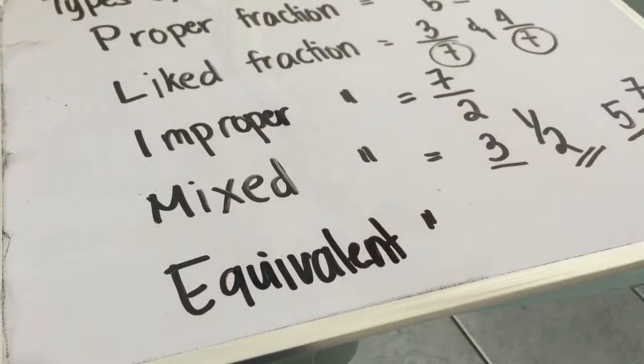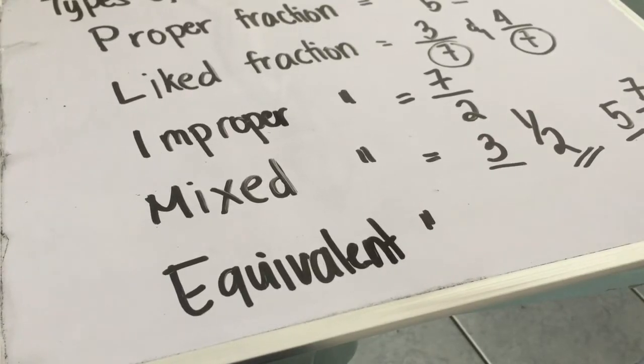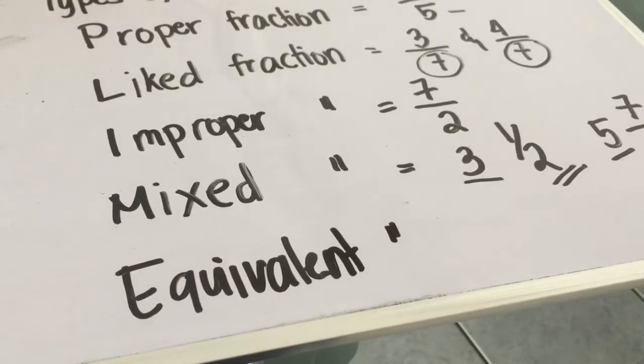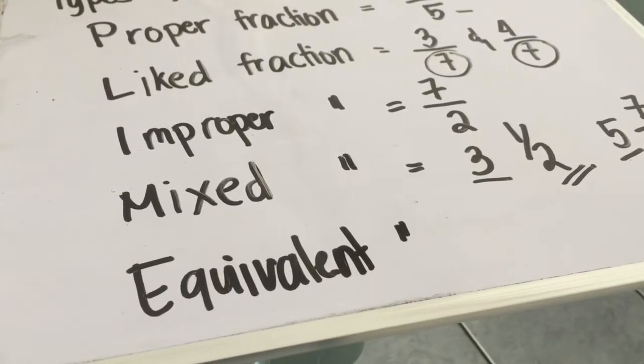Equivalent fraction. Equivalent fractions are those written with different numerator and denominator pairs, but the result is the same. So in equivalent fraction, the numbers are different. But if you look at them, they have the same value or result.